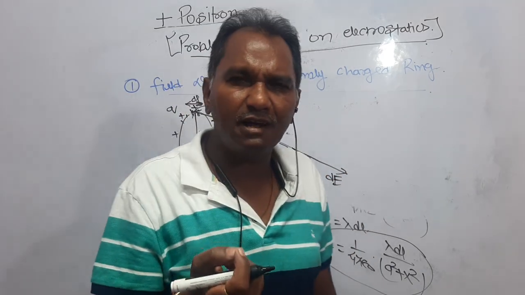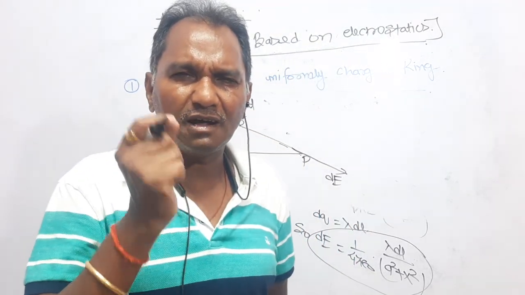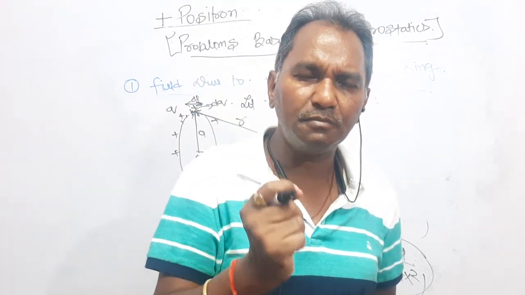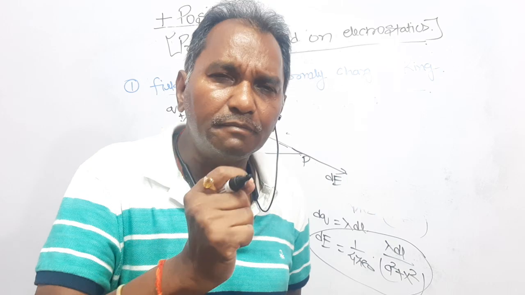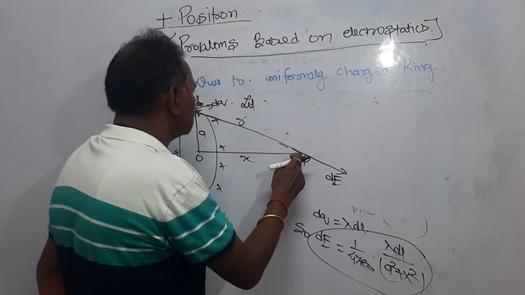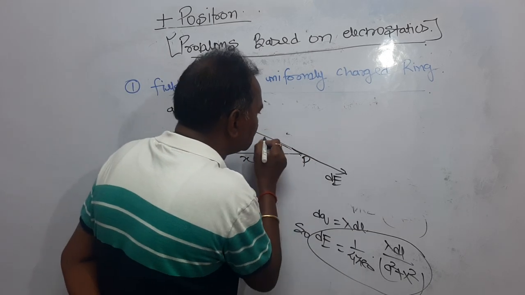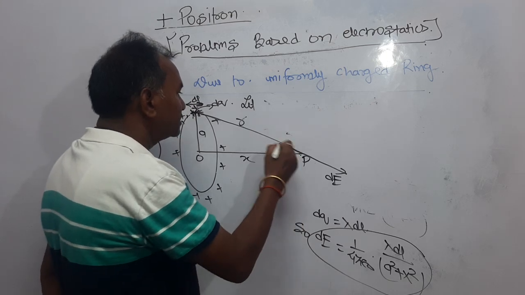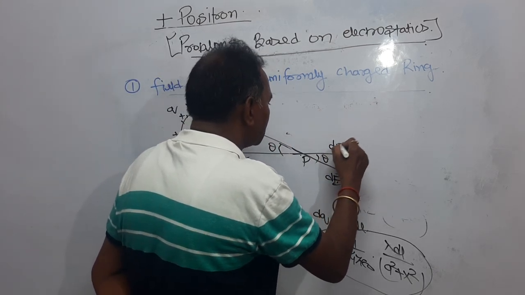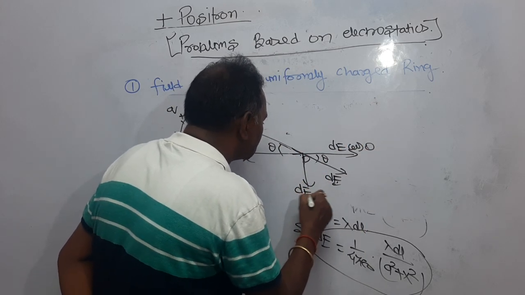How will you find the direction of the field at a point where you are measuring the field? In order to find the direction of the field at any point, you have to imagine a positive test charge placed at that point. If you place a positive test charge at this point, this positive charge will repel along the line joining them. Let this angle be theta. Then dE has the component along the axis dE cos theta and perpendicular to the axis dE sin theta.